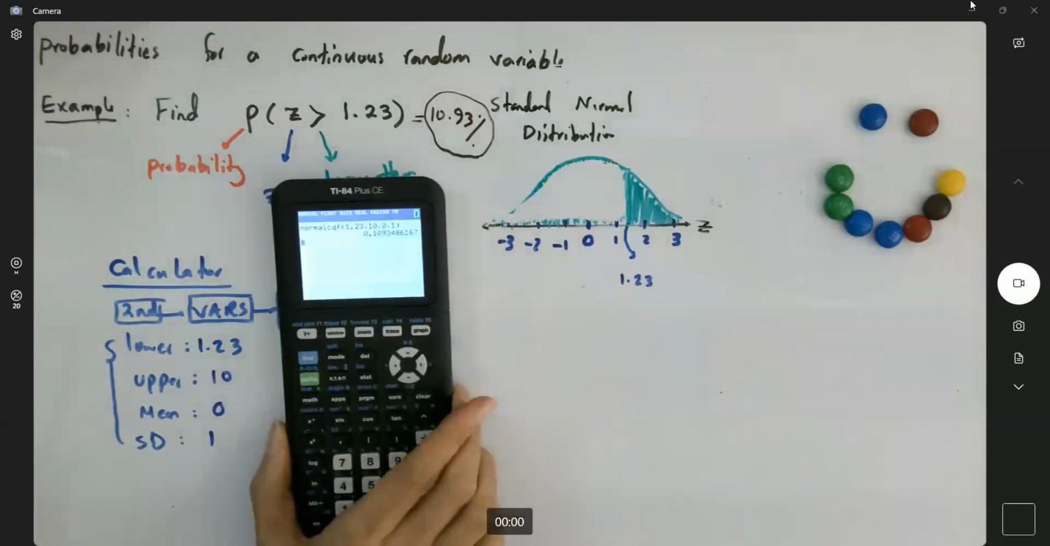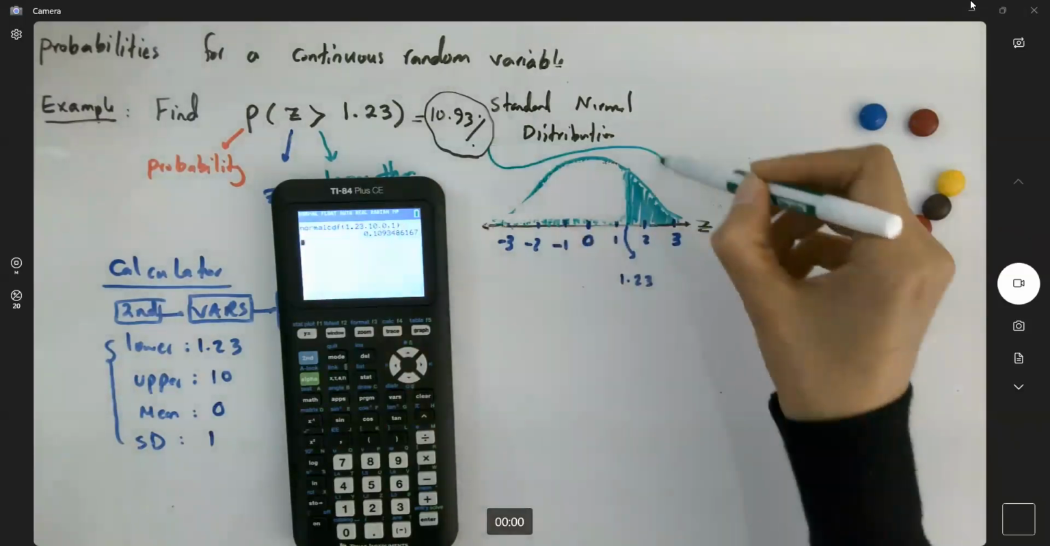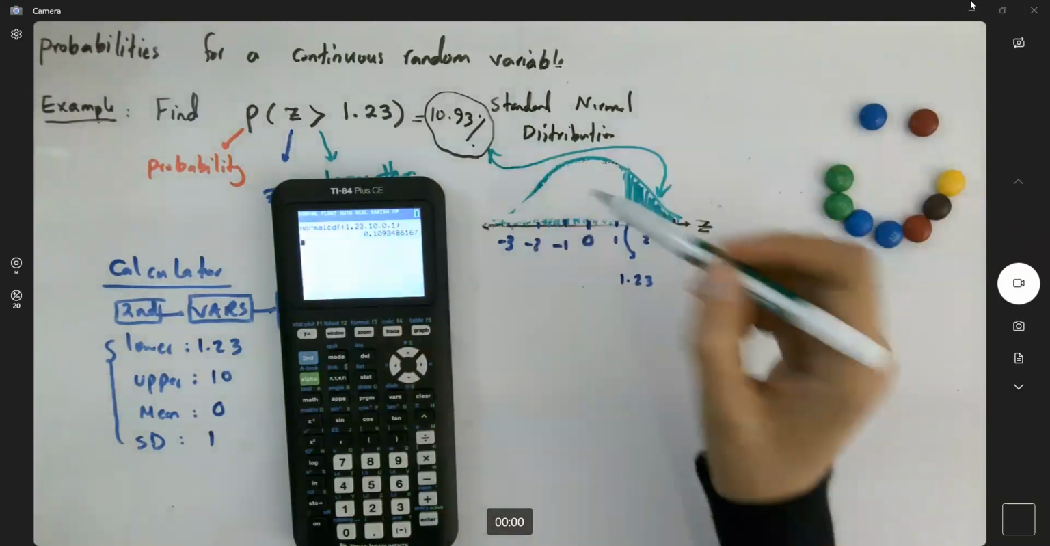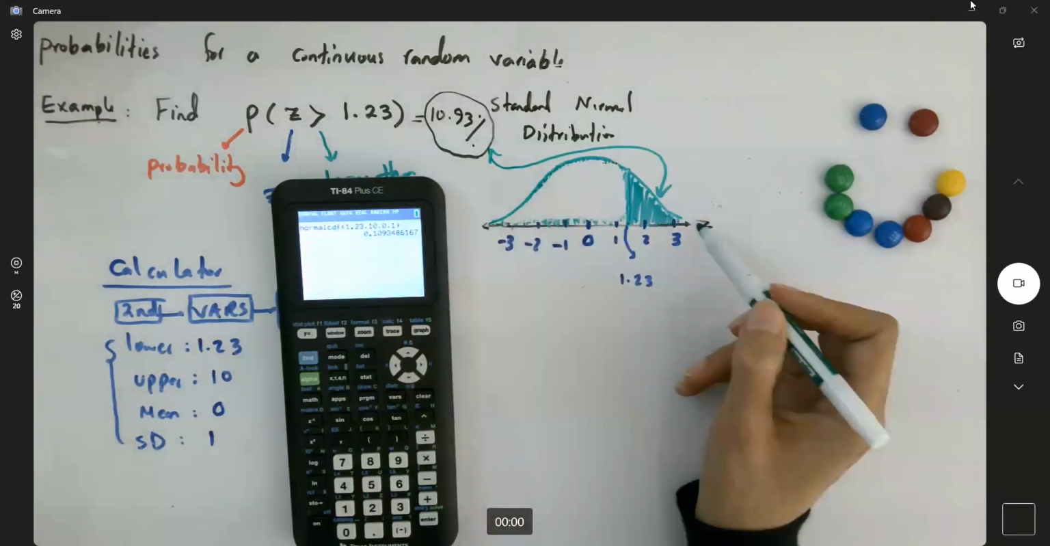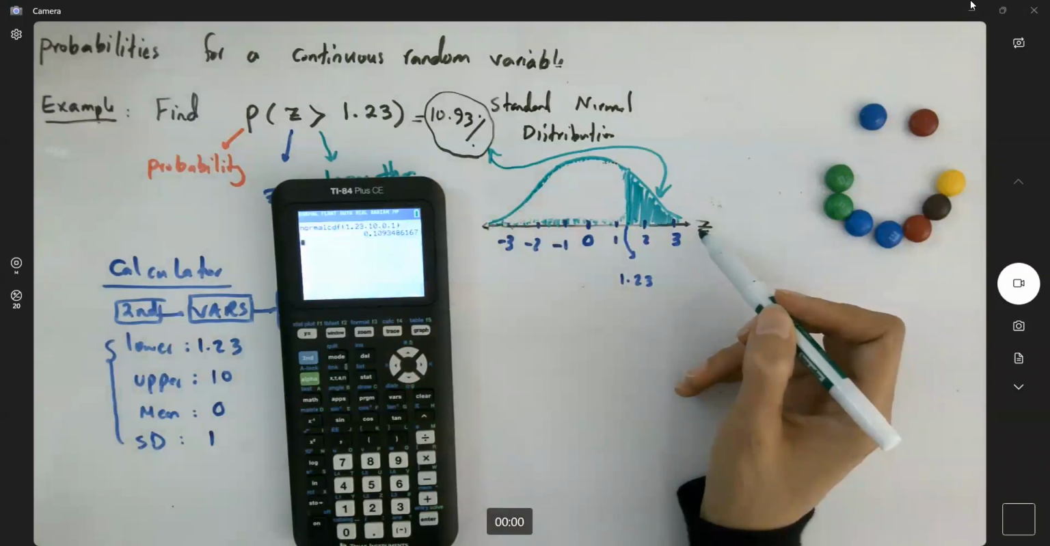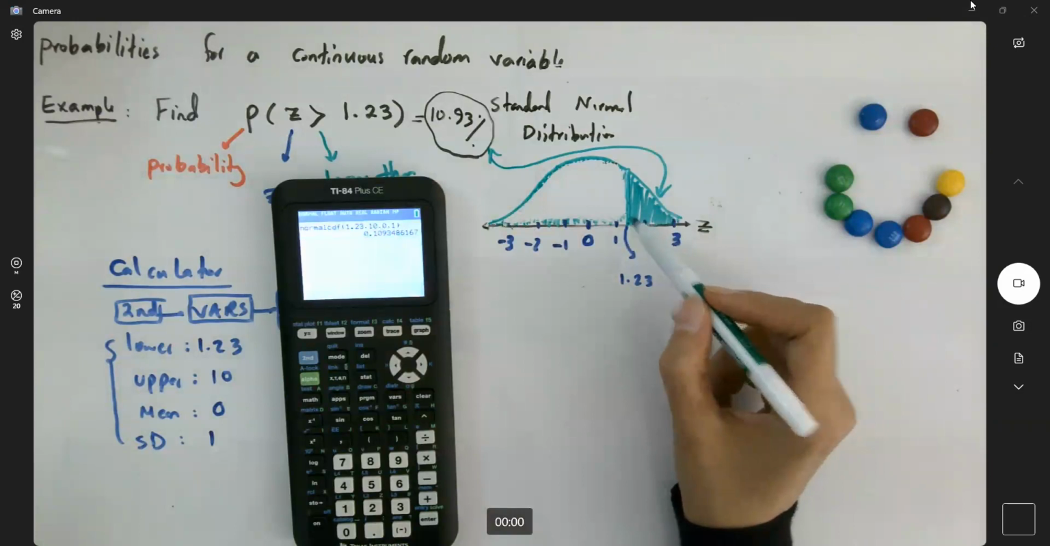Again, this area, what's the meaning of this number? It says, hey, this area is 10.93% of 100%. The whole area is 100% or 1. This little area is 0.1093.